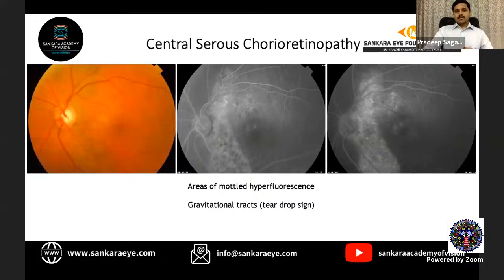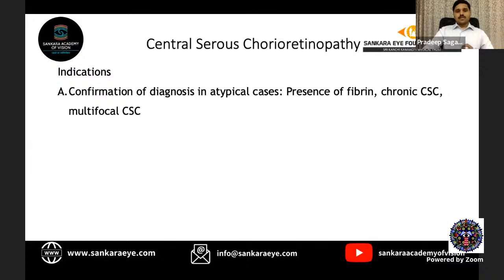So in chronic CSC, fluorescein angiography helps in confirmation of the diagnosis. With advancement in fundus autofluorescence, this kind of a picture is better seen in a non-invasive technique, and fluorescein angiography can be avoided in cases with chronic CSC for confirmation of the diagnosis. Fundus autofluorescence gives a similar good picture. So the indications of fluorescein angiography in central serous chorioretinopathy include confirmation of diagnosis in atypical cases like presence of fibrin, in cases with chronic CSC and multifocal CSC.